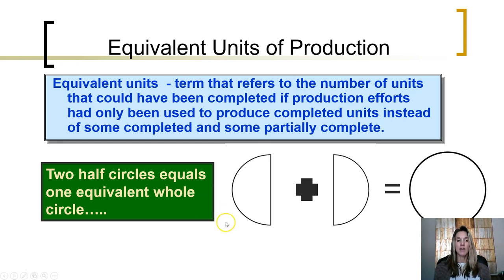In other words, we have two half circles. If we had used all of our production efforts instead of producing two half circles to produce whole circles, we could have produced one whole instead of two half. So two partially completed units equals one equivalent unit.